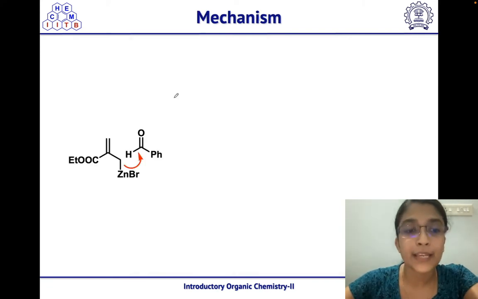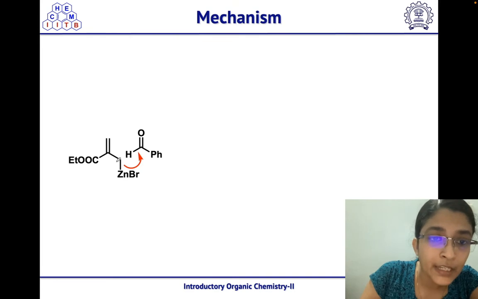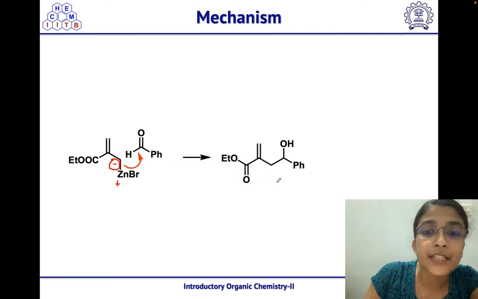Okay. So coming to the mechanism, here this species is attached to zinc, so this carbon will have a partial negative charge and this zinc will have a partial positive charge. This partial negative charge, that is this carbon, will add on to this benzaldehyde and we will get a species like this.